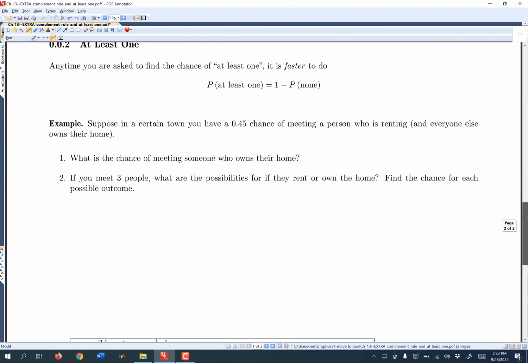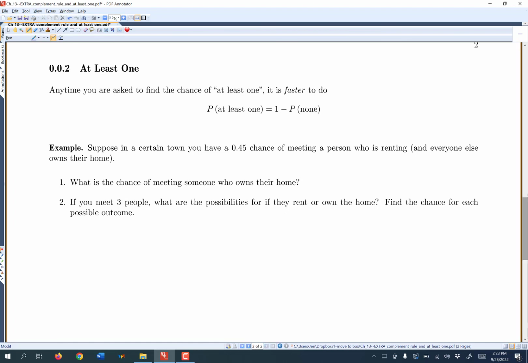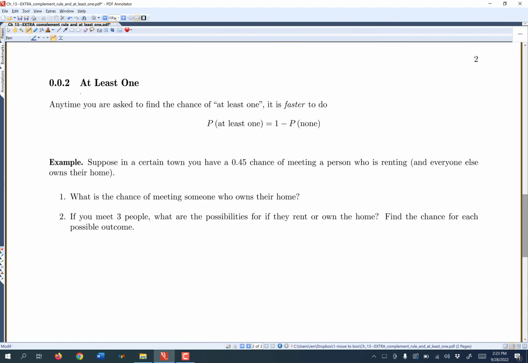Now we take that complement rule and we say, let's use it anytime we're asked to find the probability of at least 1. Because you can do these problems different ways, but it's going to be faster. Every time you're asked to find the probability of at least 1, you'll just do 1 minus the probability of none, because the opposite of at least 1 is actually 0. So at least 1 includes 1, 2, 3, 4, 5, 6, 7, 8. The opposite of that is just 0 or none.